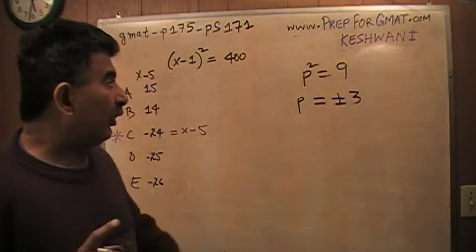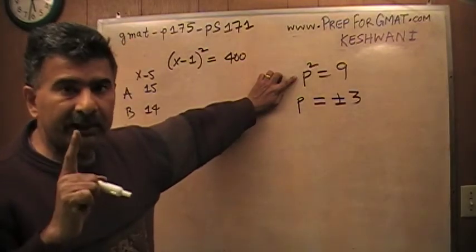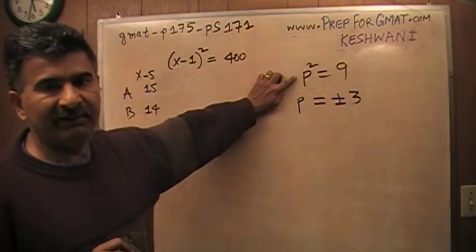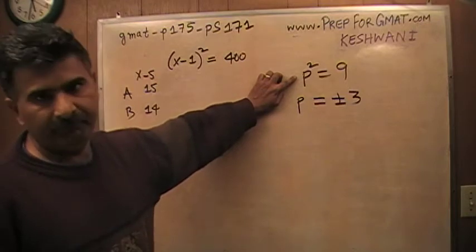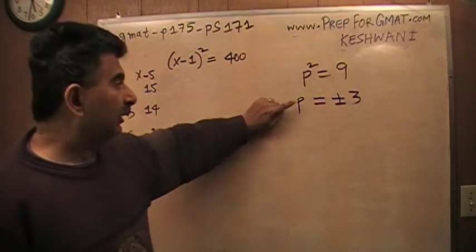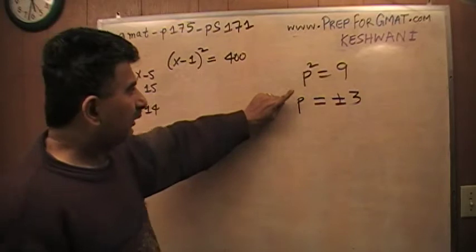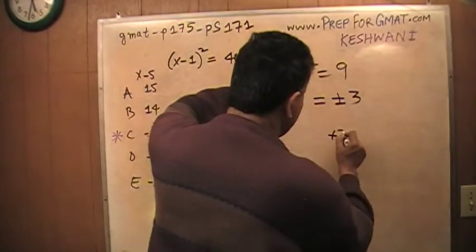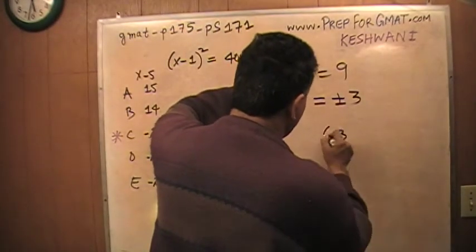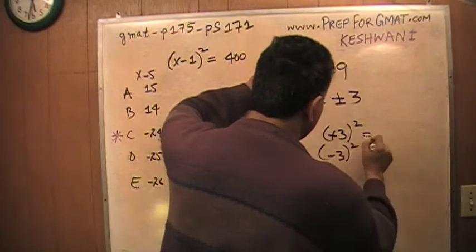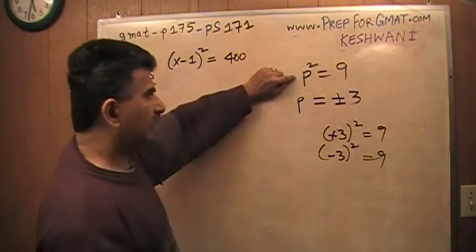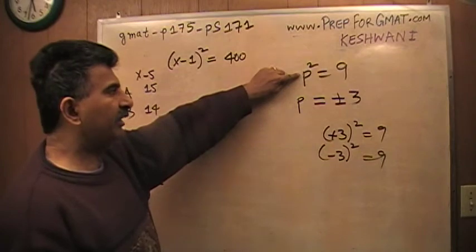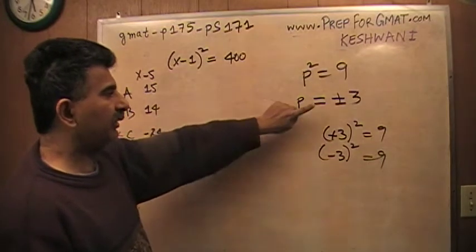Had I said what may p be, and then if you had said 3, you would have been right. P may be 3 or p may be negative 3, who knows? There are two possibilities. Why? Because in this case, both the positive 3 and the negative 3, when you square them, will give you 9. So the answer to this here, what is p equal to? The answer is p equals positive 3 or negative 3.